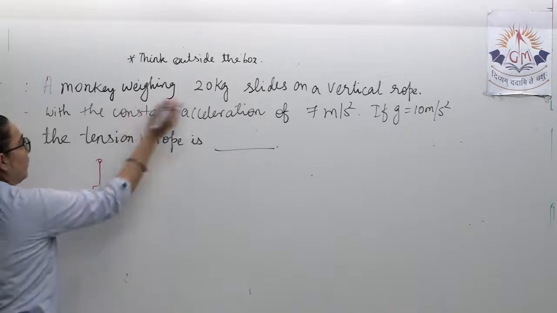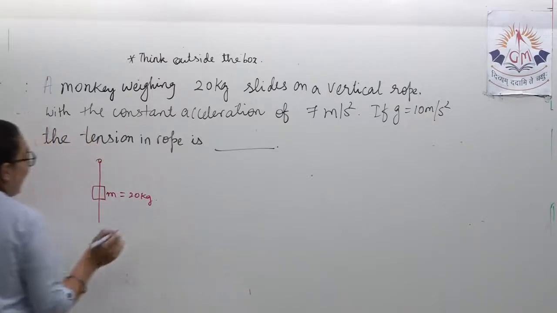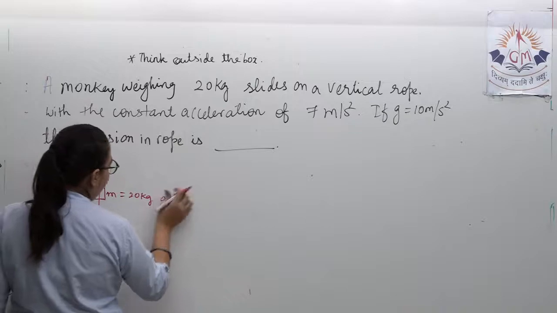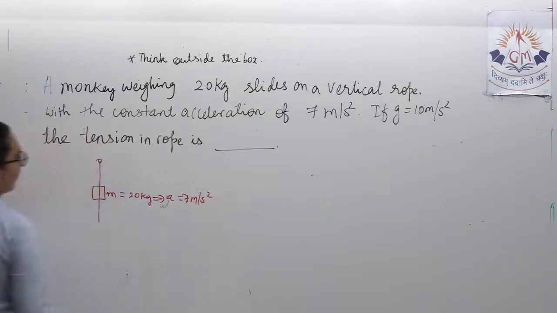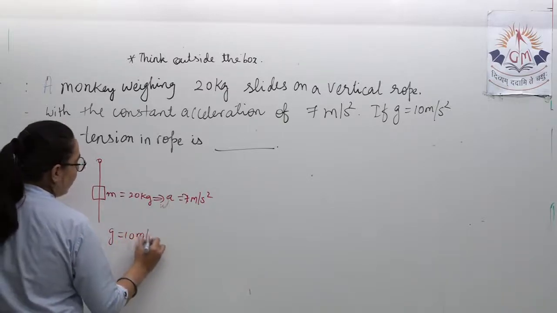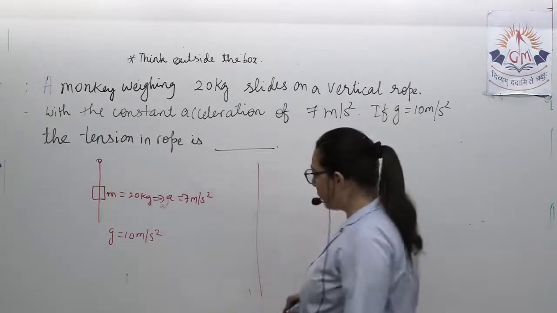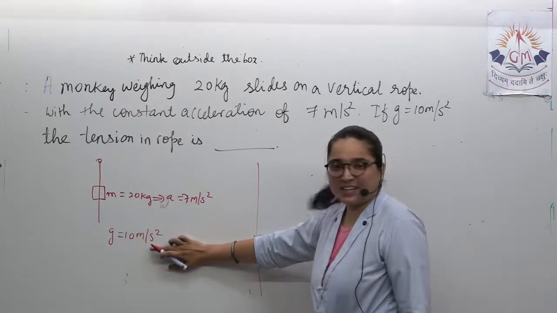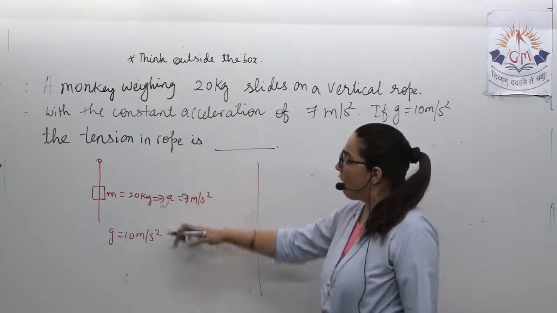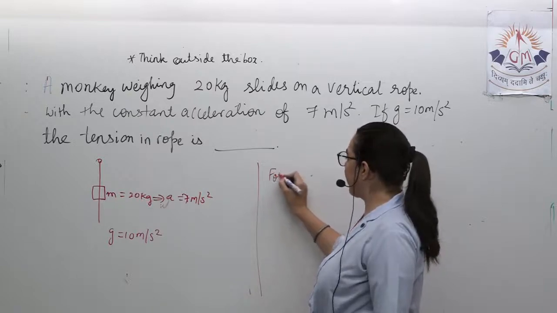What is the weight of the monkey? The mass of the monkey is 20 kg, and it is sliding on this with the acceleration of 7 meter per second square. Now gravitational acceleration is 10 meter per second square. What is the tension on the rope? First of all, if mass of the object is 20 kg and gravitational acceleration is 10 meter per second square, what is the force which is acting in the downward direction by the Earth's gravity? Force by gravity.